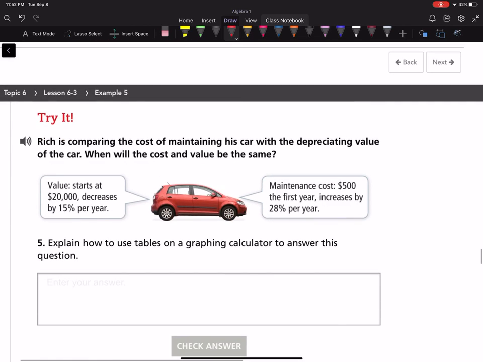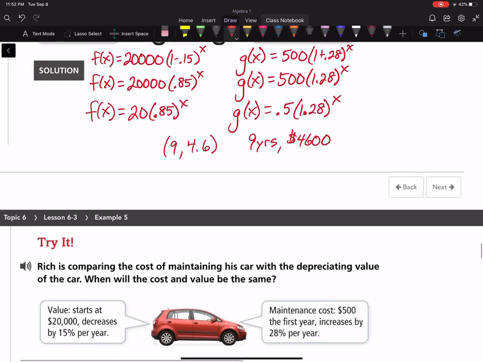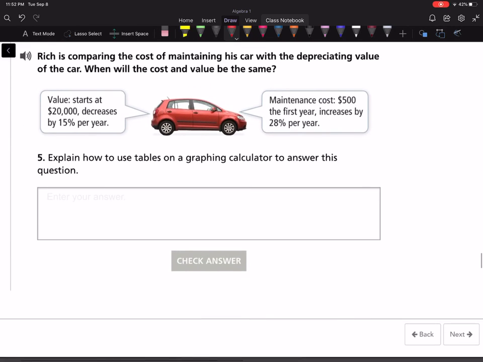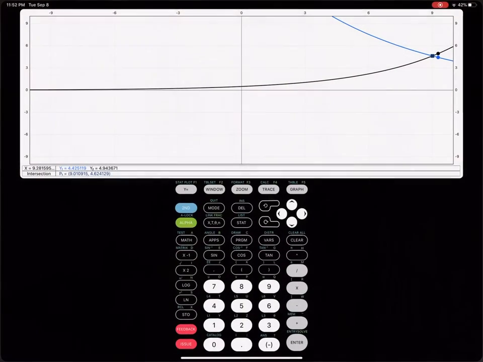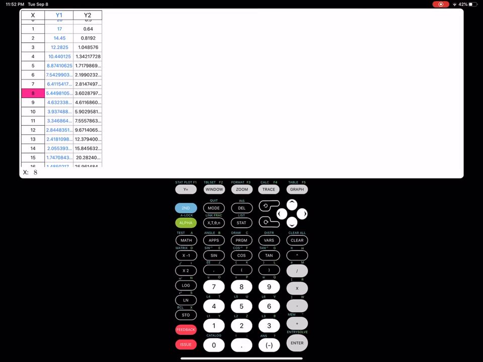Sometimes this problem says explain how to use tables on a graphing calculator to answer this question. We just used the graph and found the intersection. I could also use the table. I've already got them in here. If I hit second and graph and go to my table, we're basically just looking for where the y's are equal. If you scroll down to number 9, you'll see that y1 is 4.6 and y2 is also 4.6. So we get the same answer looking at the table. You can look at your table or your graph. It does not matter.